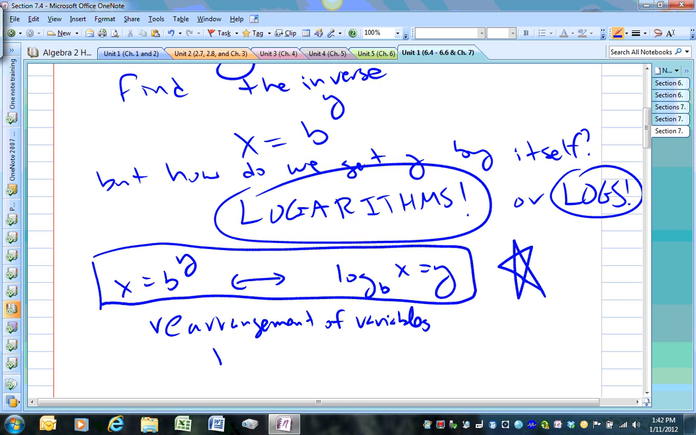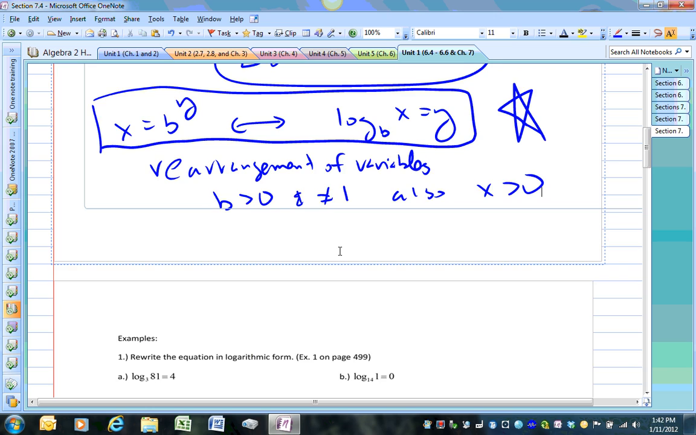Some other things to keep in mind is that your base is going to have to be greater than 0 and cannot equal 1. Also, your x is going to have to be greater than 0. Let's do some problems first. Like I said, I could keep talking about logs all day, but let's do some problems. This will hopefully make a little more sense. Right now, it might seem a little confusing, but if I do some problems, this might clear it up.